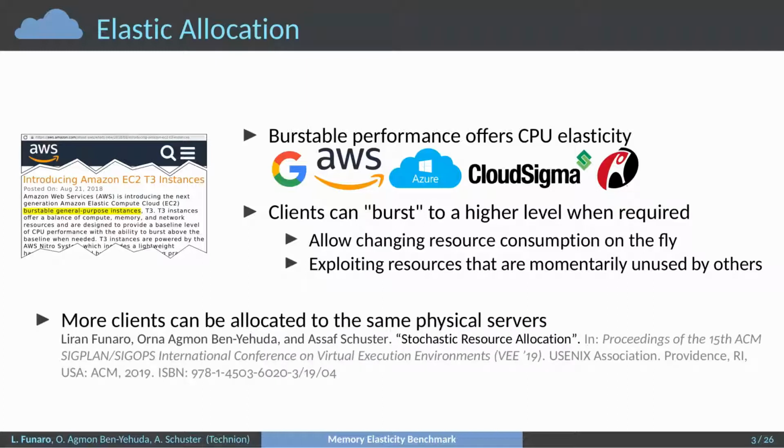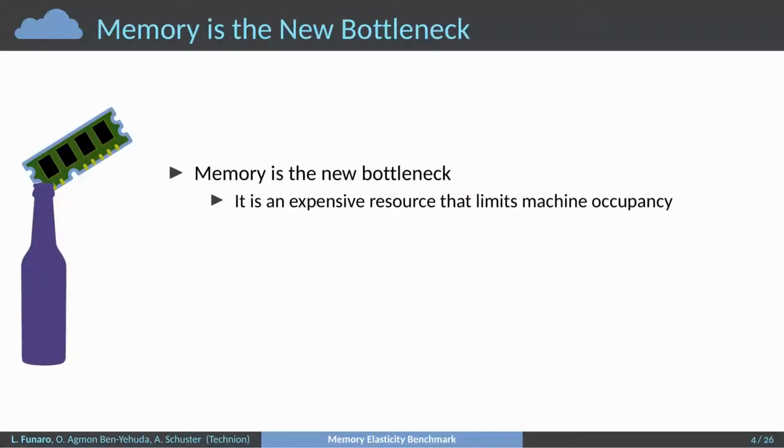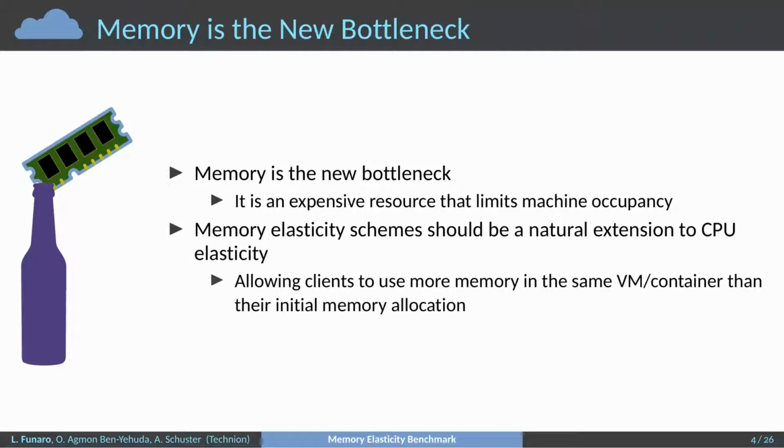When cloud providers offer burstable performance in addition to rigid allocation, they can allocate significantly more clients to the same physical server. But once we allocate more clients to the same server, the memory becomes the main bottleneck. So naturally, we would like to extend the burstable performance idea to support burstable memory. We want to allow clients to momentarily request memory in addition to their initial memory allocation when it is momentarily unused by other clients. And for that, we need two things.